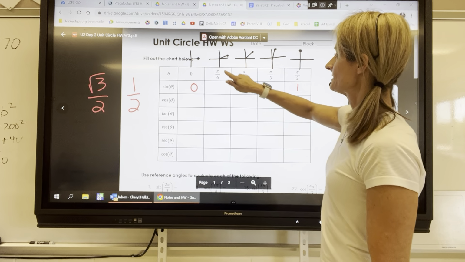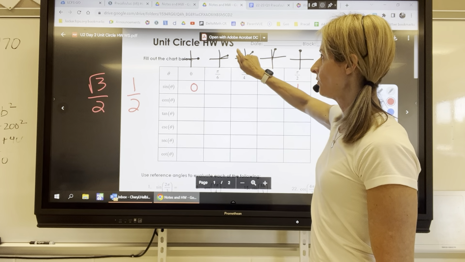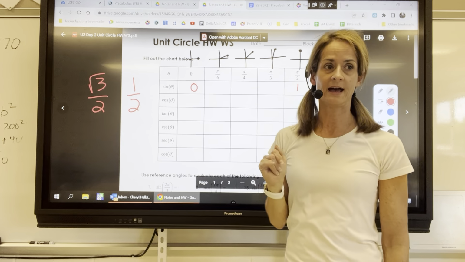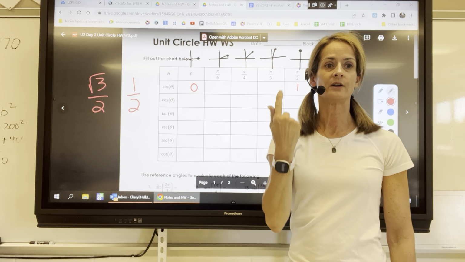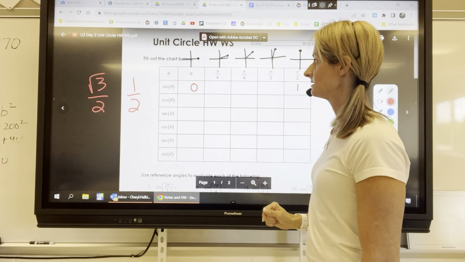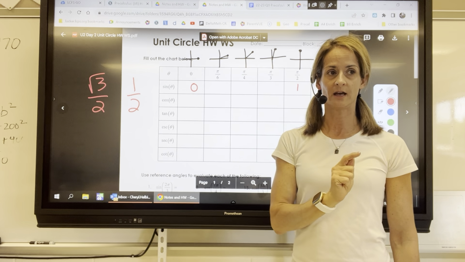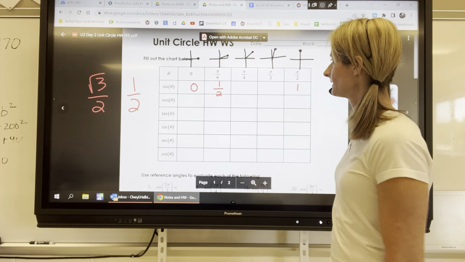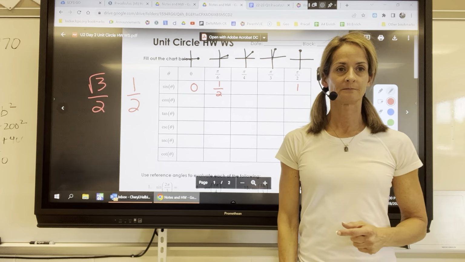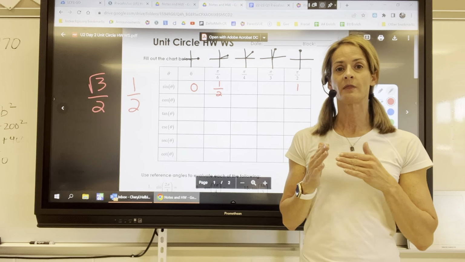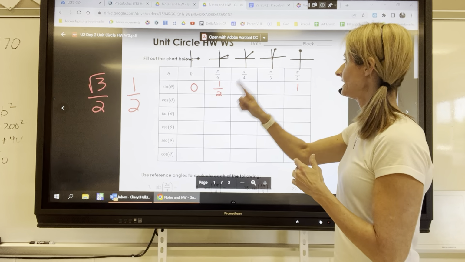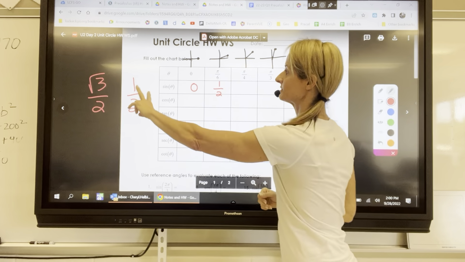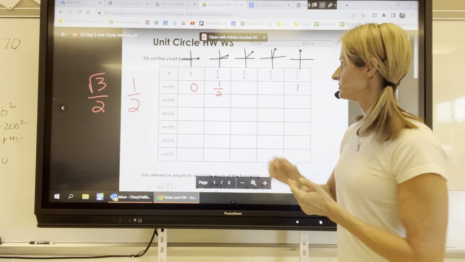So since the x distance is longer than the y distance, the x distance is root 3 over 2 for this point, and the y distance is 1/2. We're asked to find the sine or the y distance. So what's the sine of pi over 6? We need the y value. 1/2. Pi over 3 is going to be the opposite because the x distance is shorter than the y distance. So the sine of pi over 3 will be what? These two numbers have been switched. Root 3 over 2. So that's going to be root 3 over 2.